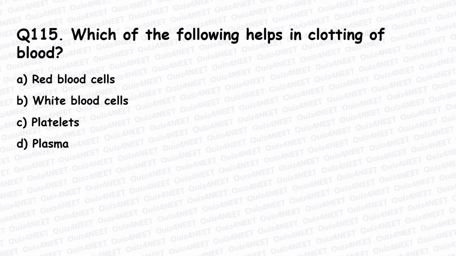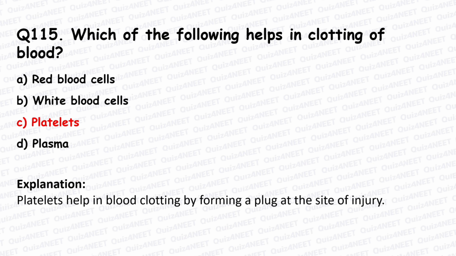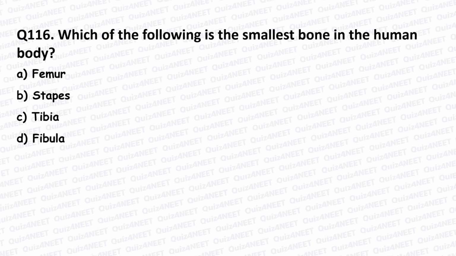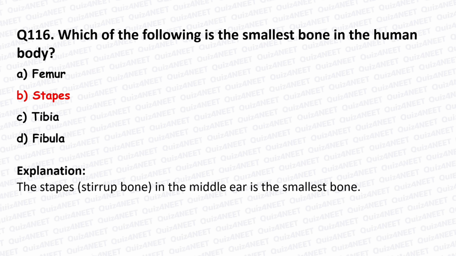Insulin is produced by the pancreas, not the liver. Q115. Which of the following helps in clotting of blood? A. Red blood cells, B. White blood cells, C. Platelets, D. Plasma. C. Platelets. Platelets help in blood clotting by forming a plug at the site of injury. Q116. Which of the following is the smallest bone in the human body? A. Femur, B. Stapes, C. Tibia, D. Fibula. Answer, stapes. Explanation: the stapes, or stirrup bone, in the middle ear is the smallest bone.